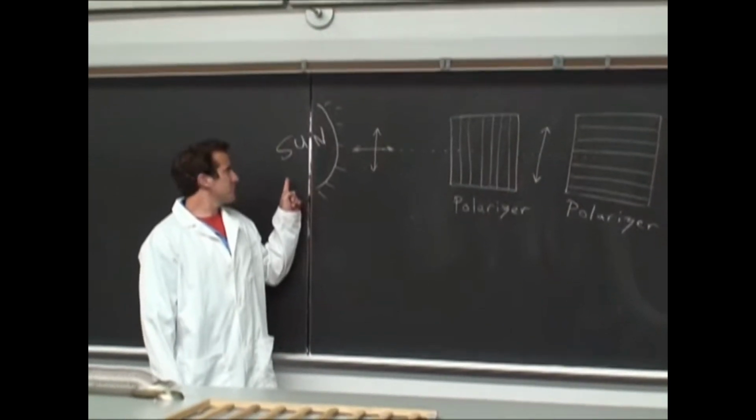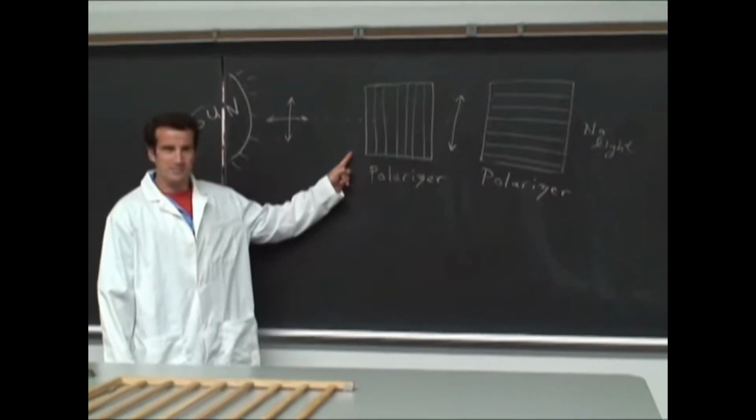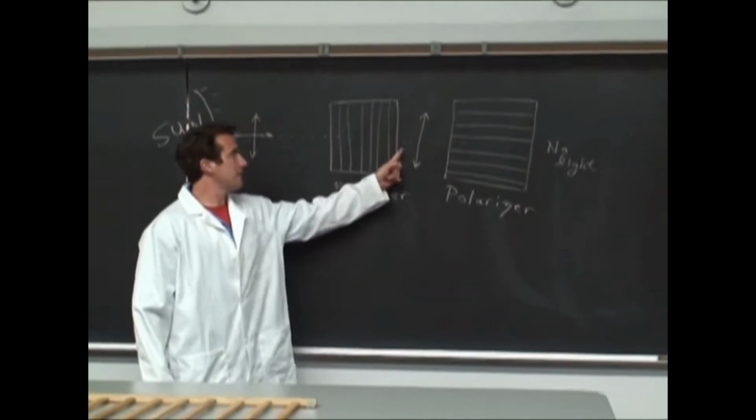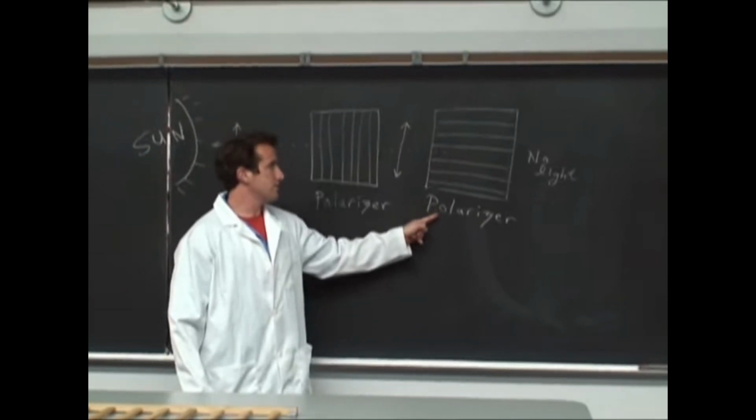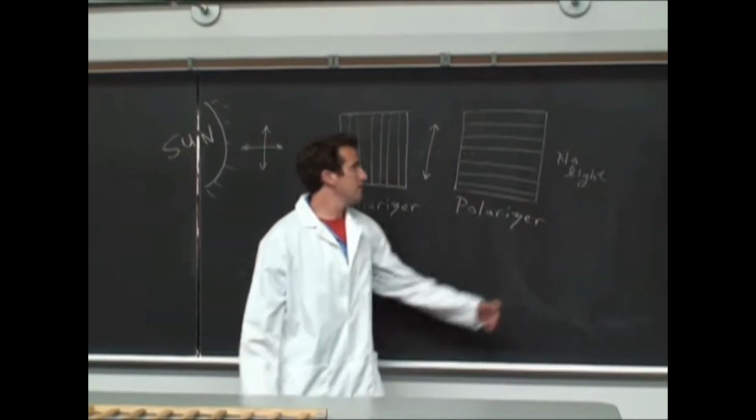Unpolarized light, for example from the sun, travels to a polarizer, which polarizes it up and down. The light continues and hits another polarizer, but this polarizer is side to side. That cancels all the light. No light gets through.